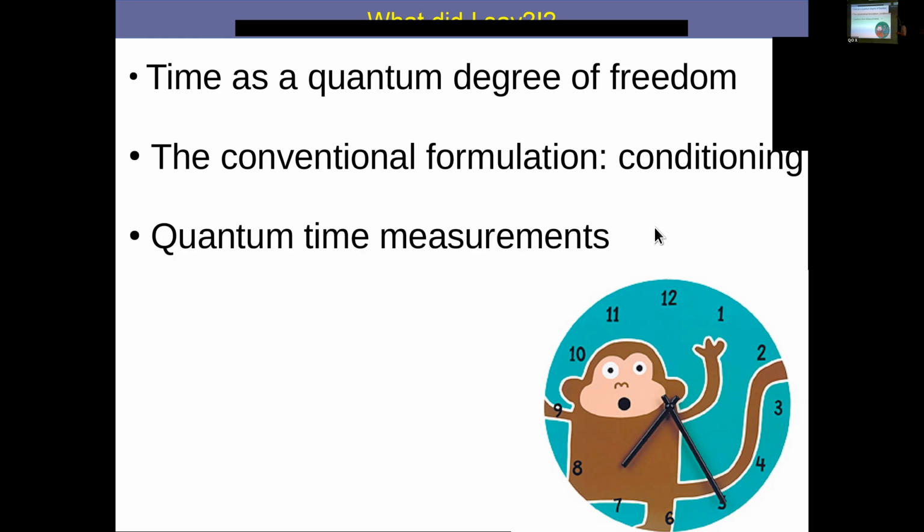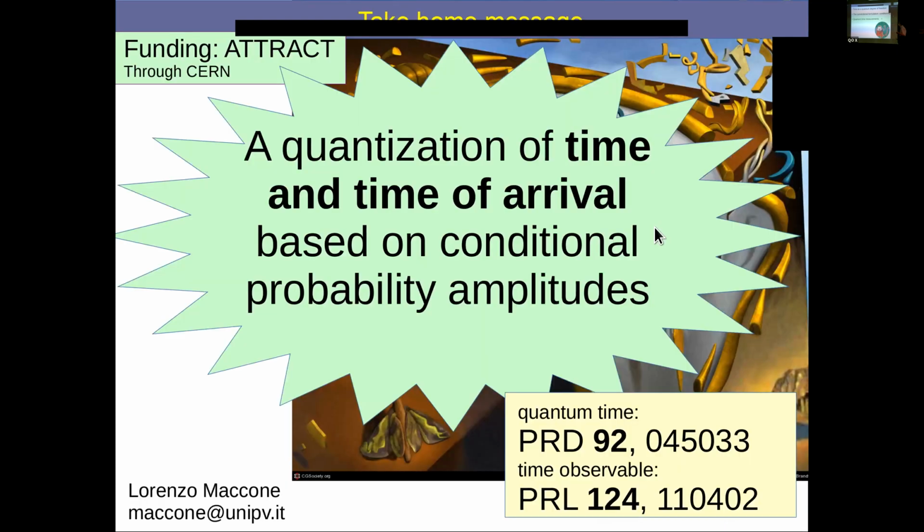And then I've shown how this construction can be used to describe time of arrival measurements or generic measurements of when some event happens. And the take-home message is a quantization of time and time of arrival based on conditional probability amplitudes.